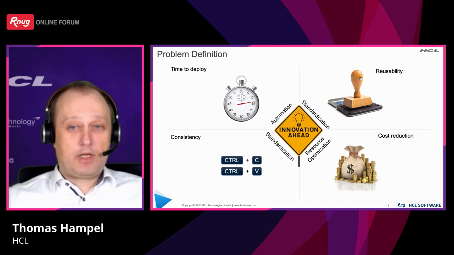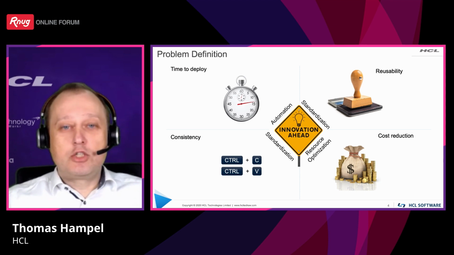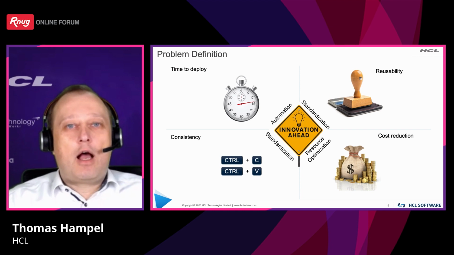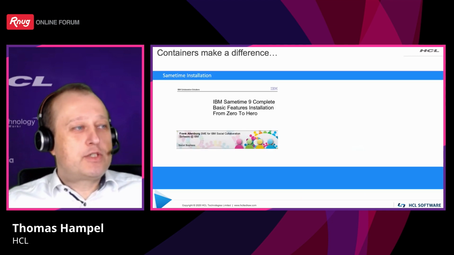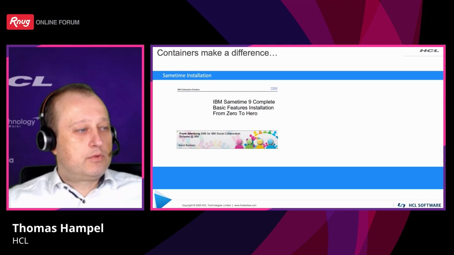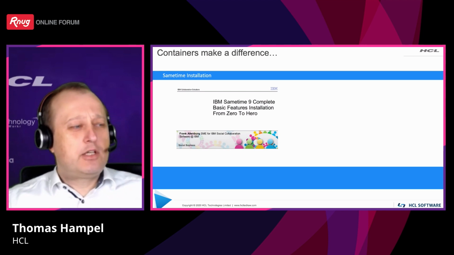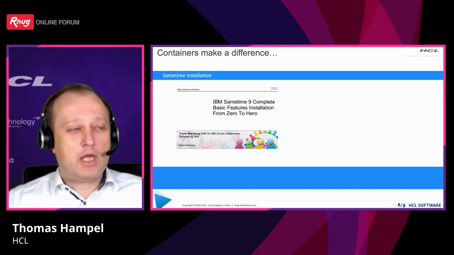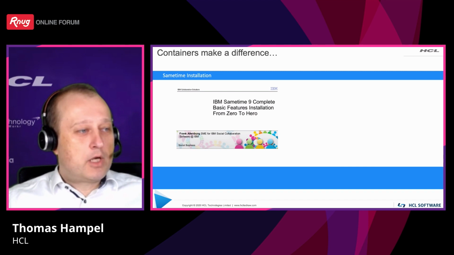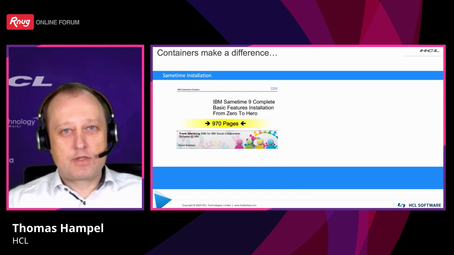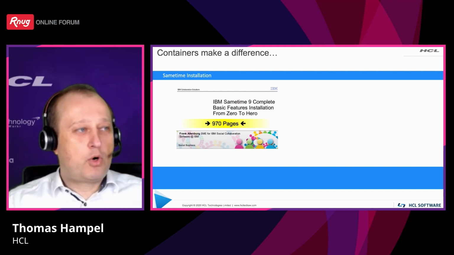There is innovation ahead, and as the title of this presentation indicated, it's about Docker. And Docker, meaning containers, makes a difference to how fast you can deploy a solution. The real difference, I think, can be explained by looking at one of the red books. No, actually, it was a presentation from my colleague Frank Altenburg back at IBM. He did a presentation about IBM Sametime version 9, complete feature installation from zero to hero. If you work with Notes and Domino, you remember this presentation because it had 970 pages that you had to follow step by step in order to install the product.